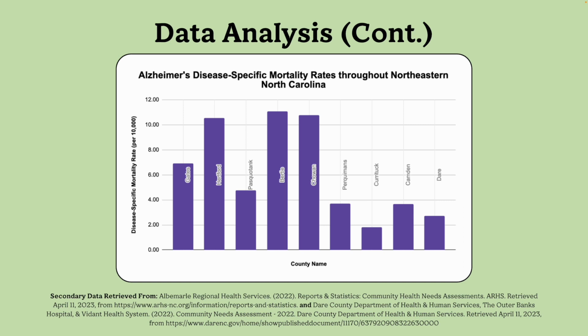Now, finally, I did want to include a bar graph on Alzheimer's disease specific mortality rates throughout Northeastern North Carolina. And this one is really easy to see as there are not too many categories in this particular realm. So, as we notice, Bertie is the highest regarding Alzheimer's disease specific mortality rates. And we do have these rates on the y-axis, and this is per 10,000. And then the county name is on the x-axis. But as we can see, the lowest levels are in Currituck specifically.